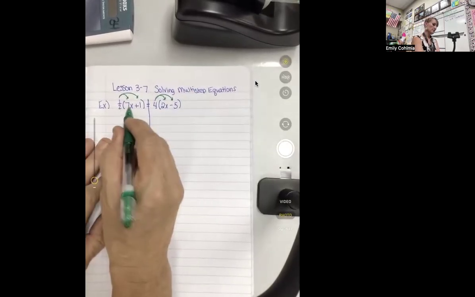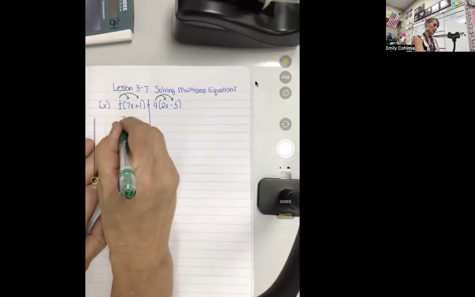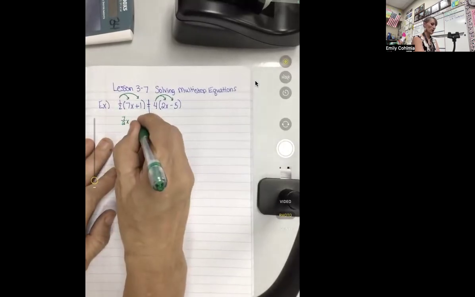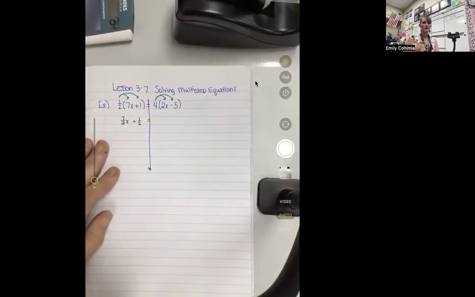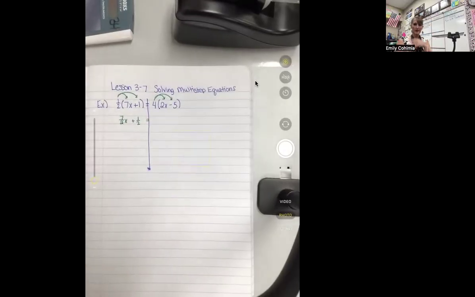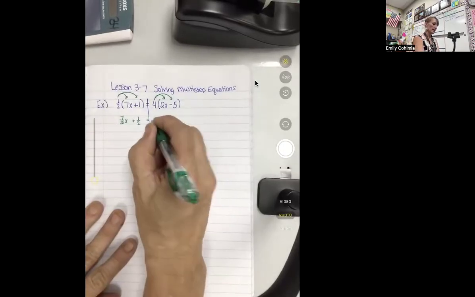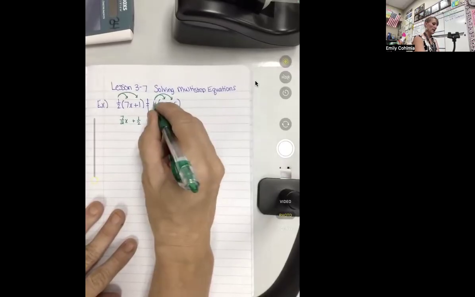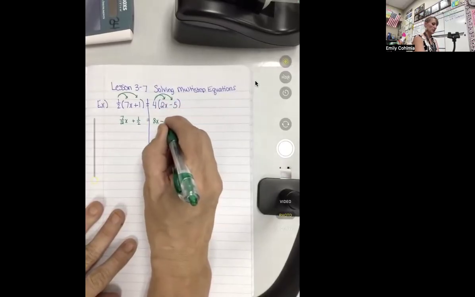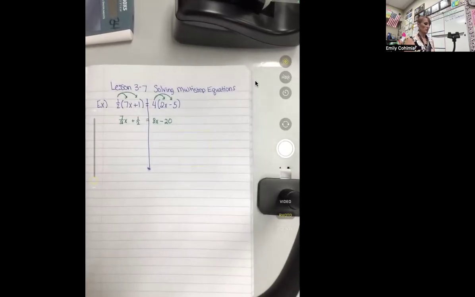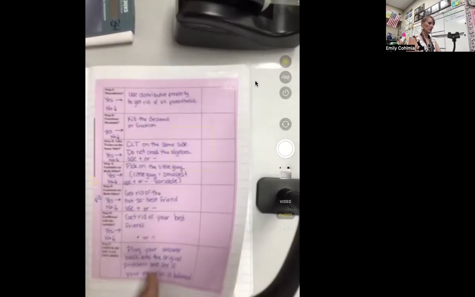And so 1/2 of 7 is 7/2. The x stays with it. 1/2 times 1 is plus 1/2. And I put fractions in this purposefully so that we can do step 2. So please don't be intimidated by the fractions. And then we have 4 times 2x, which gives us 8x, and 4 times -5, which is -20. Okay, so we are done with distributive property. We got rid of all of the parentheses.